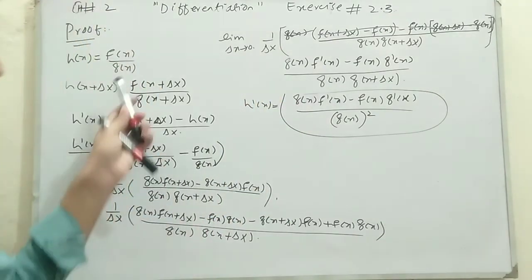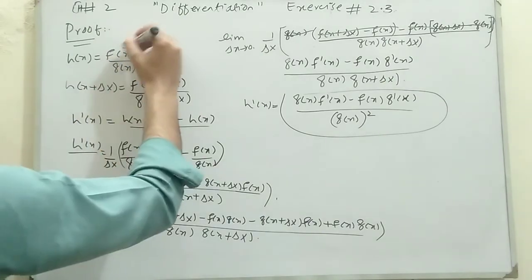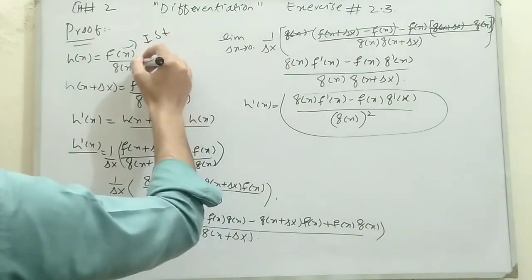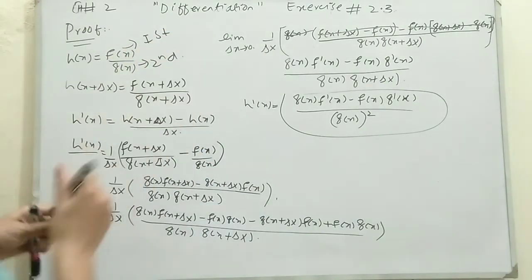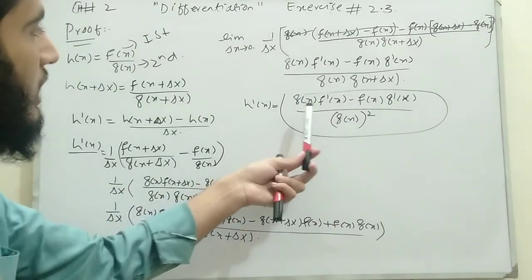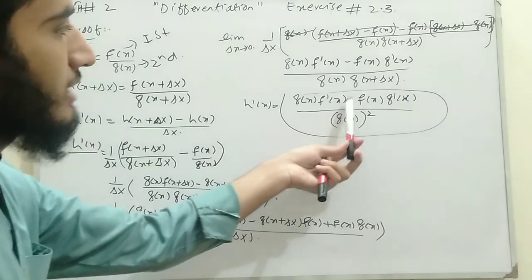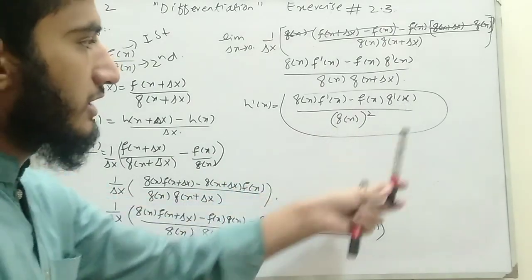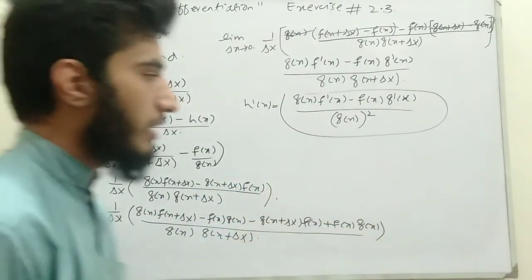So it means that this is, let's suppose, taken as the first function, and let's suppose this is taken as the second function. The formula will be pronounced just like: second function times derivative of the first function minus first function times derivative of the second function, divided by second function whole square.